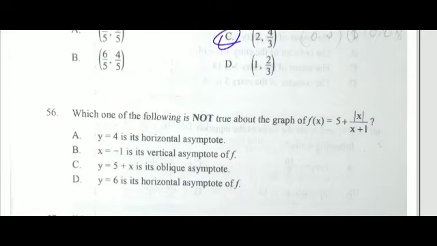Question 56: which of the following is not true about the graph of f of x equals (5 plus absolute value of x) over (x plus 1)?